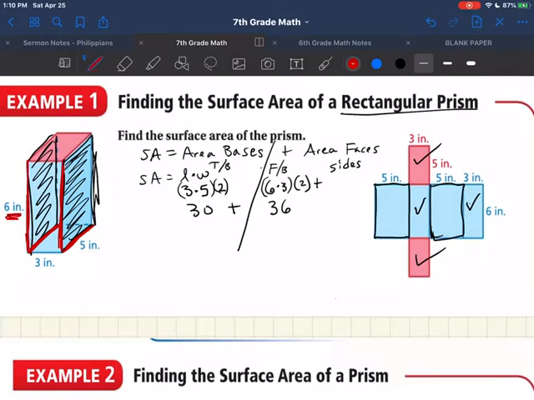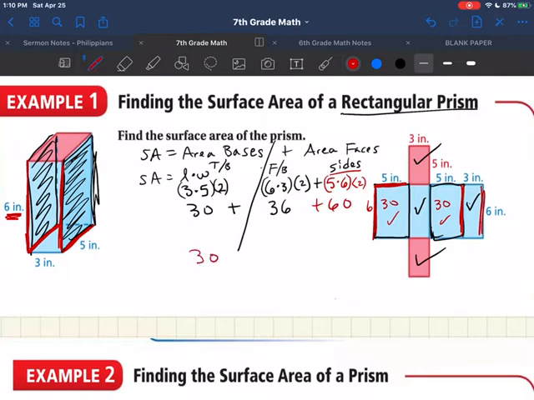And those are both 6, right? They're the exact same length. They're both 6. So on our sides, we have 5 times 6, and there's 2 of them, right? They're 2 identical ones. And if you look at my little fun little net, that is 5, and then this side and this side are the same by 6, right? So this would be 30, and this would be 30, right? So check, check. 30 plus 30 is 60.